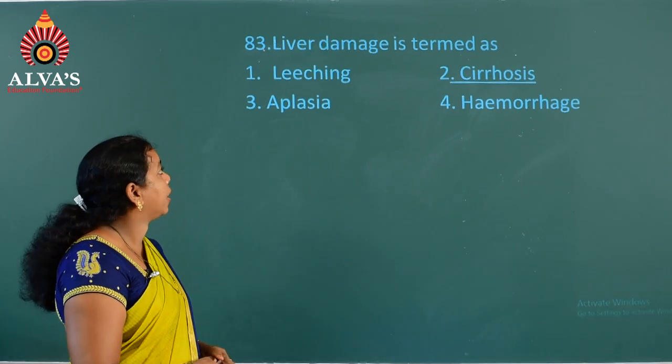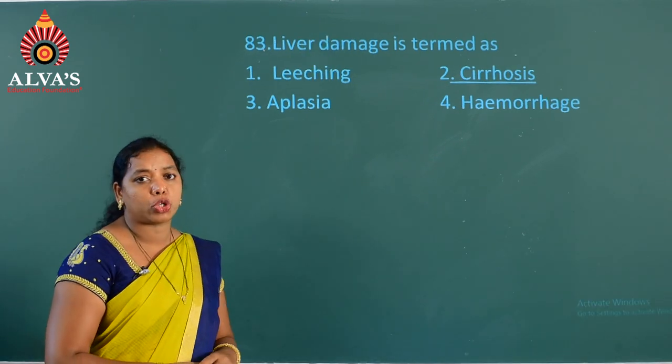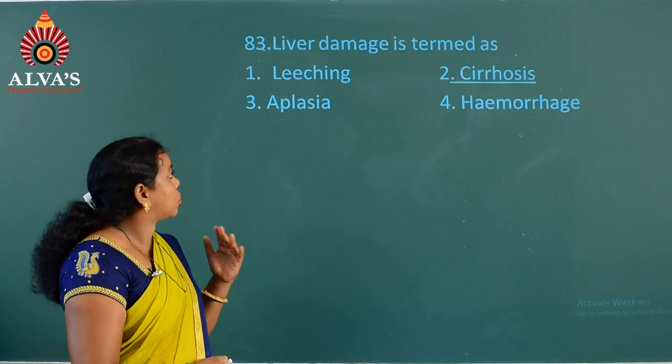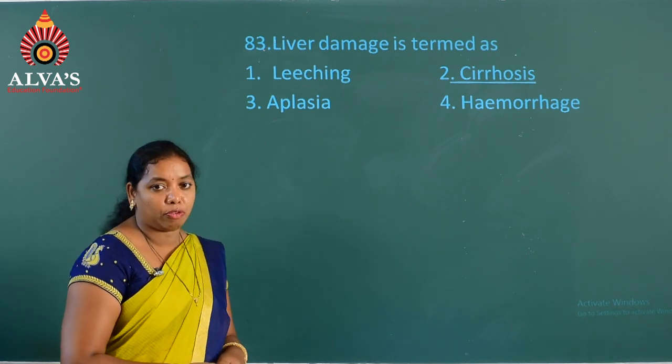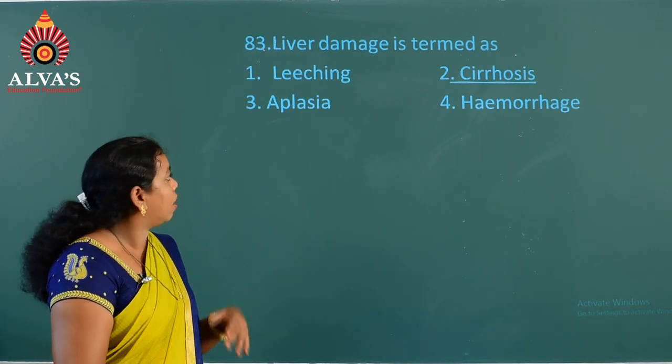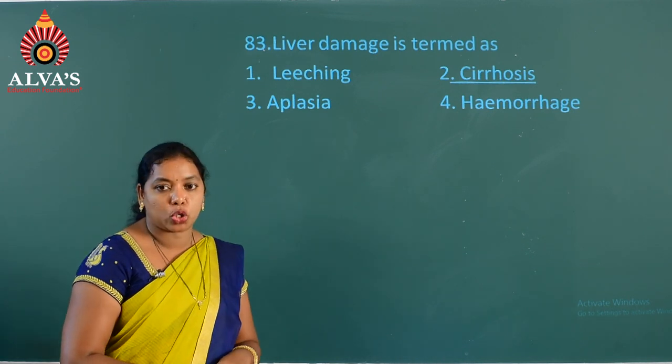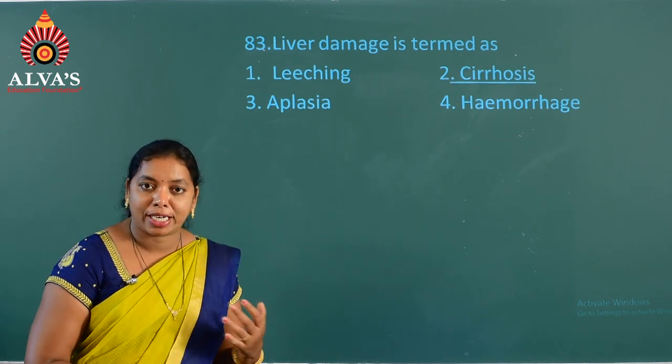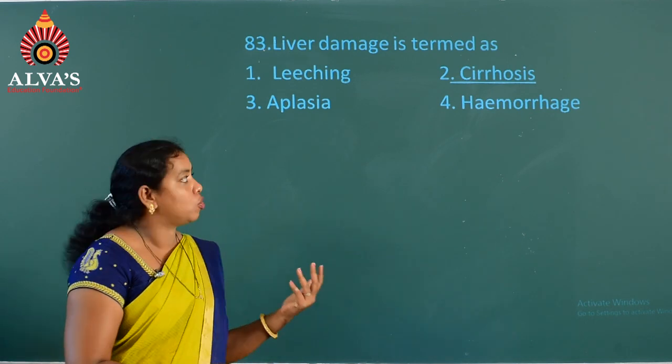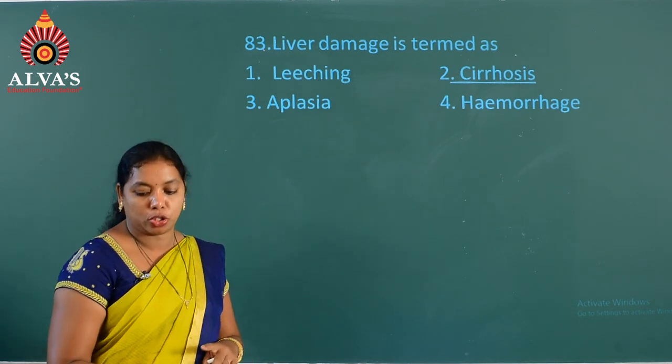Moving on to question number 83. Liver damage is termed as. The first one, leaching. Second one, cirrhosis. Third one, aplasia. Fourth one, hemorrhage. The term which is used for liver damage is cirrhosis. So that's why the answer is the second option.